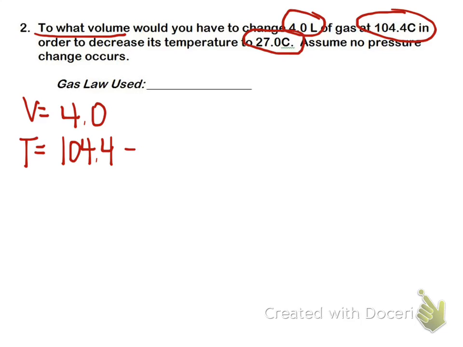Yes, thank you. That's the second person that said it. That's awesome. You guys are totally remembering that we need to add 273 because we're not doing degrees Celsius. We want Kelvin. And the question says to what volume? So that's your next X variable.